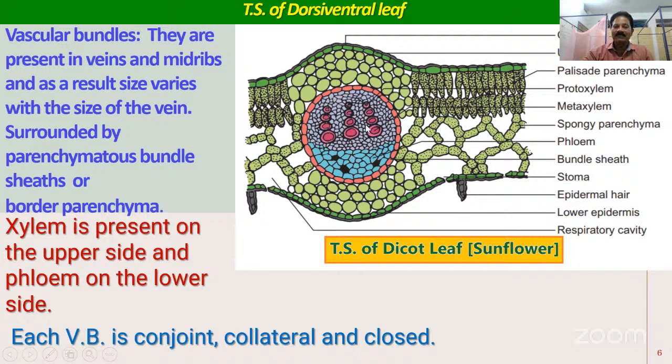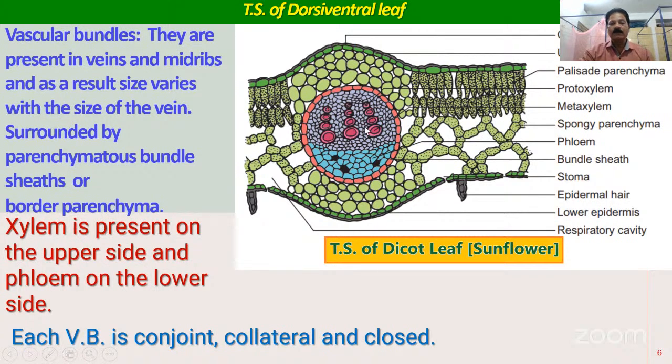If you have a close look at the vascular bundle, this is the xylem. These are the xylem elements, xylem vessels. This is phloem. The light blue colored part is phloem, and this is xylem. These are xylem vessels. They bring water and minerals from the root. They help in translocation of water.